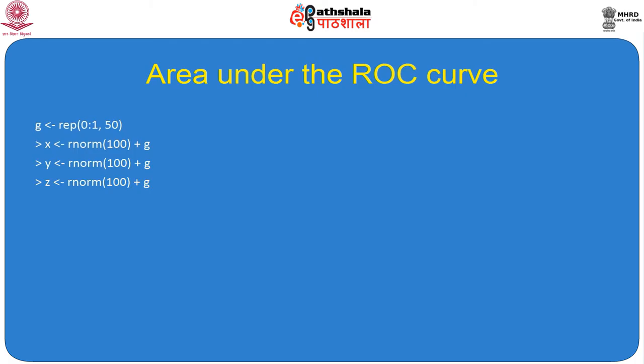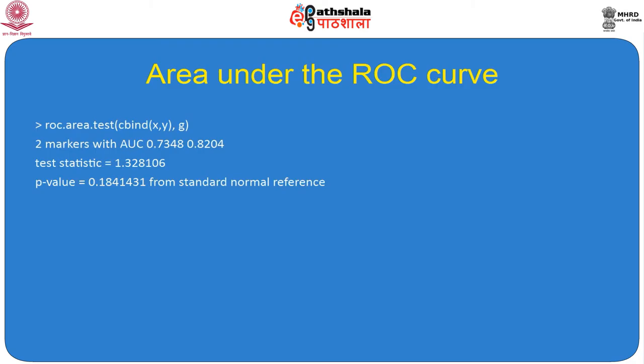So here we have three variables X, Y, Z, and all three are highly correlated. Now see the function ROC.area.test, and when we put cbind of X, Y, comma Z, we are trying to find the relation between X and Y for detecting sensitivity and specificity. As a result, we get two markers with AUC of 0.73 and 0.82.